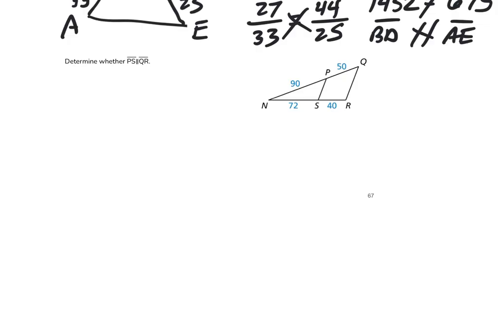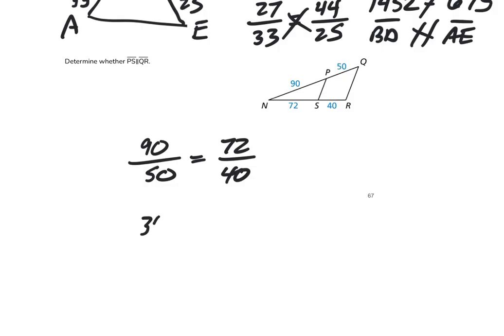Okay, and this one, same thing. Determine if PS and QR are parallel. So we're going to go 90 to 50, 72 to 40. Once again, try to keep it in order. Left to right, left to right. Set up the proportion correctly.